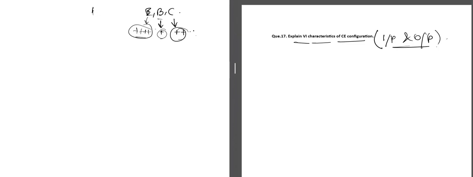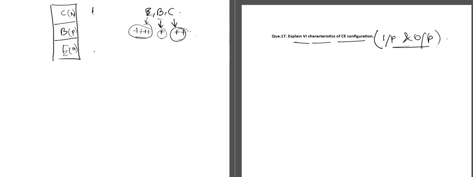So let us draw the CE configuration first. If I am assuming an NPN transistor, this is the collector terminal, this is the base terminal, this is the emitter terminal. So this is N, this is P, this is N again. In the CE mode, CE means common emitter, which means the emitter terminal is common to both the input and output. In other words, the emitter terminal is connected to the ground. So we are connecting the emitter terminal to the ground here.